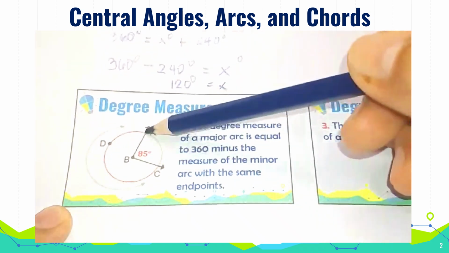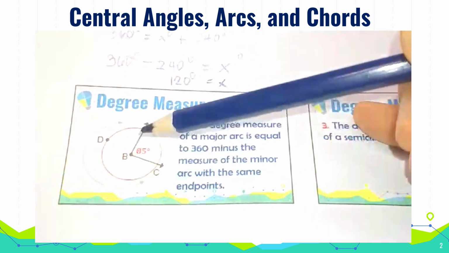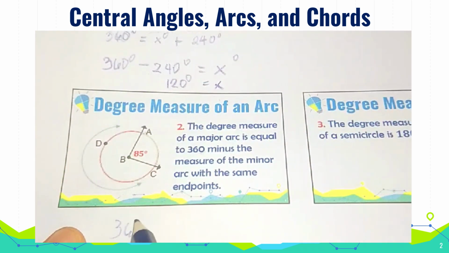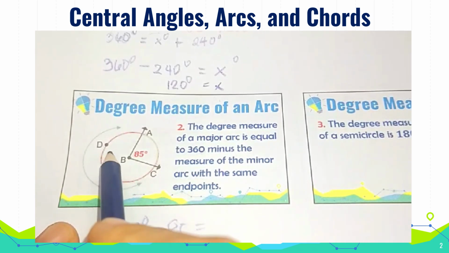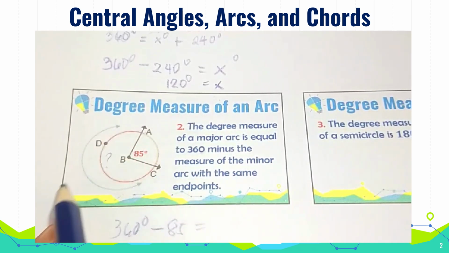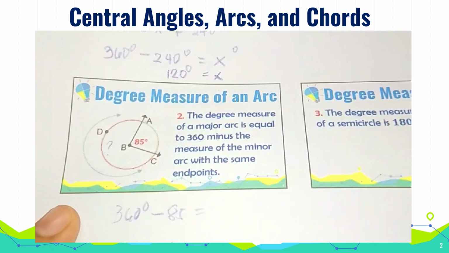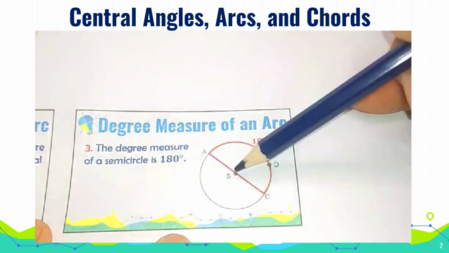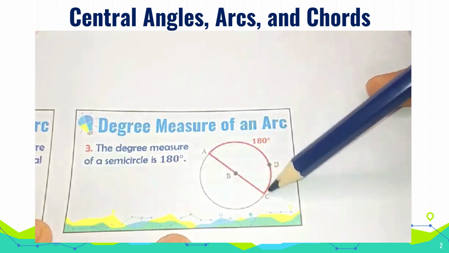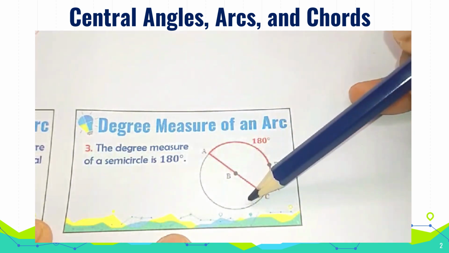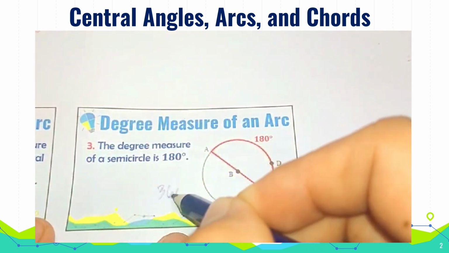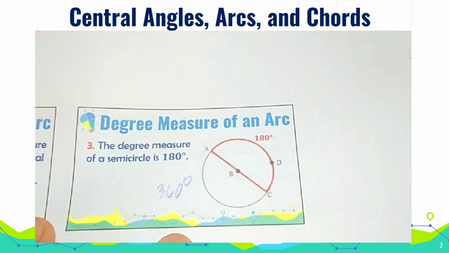Using the same endpoints, the major arc will be just 360 degrees minus 85 degrees to get this measurement. The degree measurement of a semicircle is 180 degrees. This is 180 degrees. The other semicircle is also 180 degrees. That will give us a total of 360 degrees.